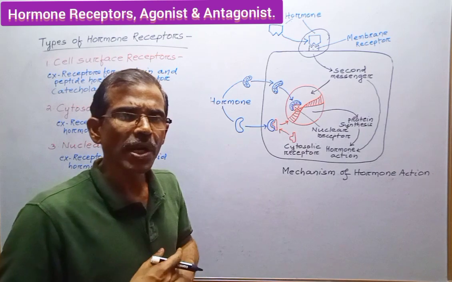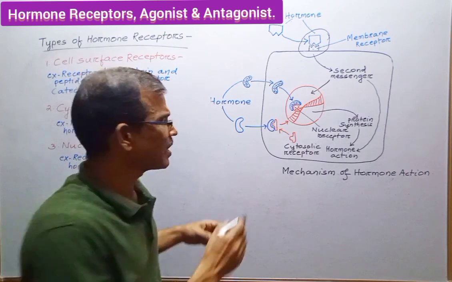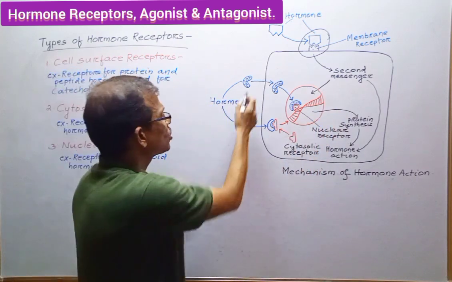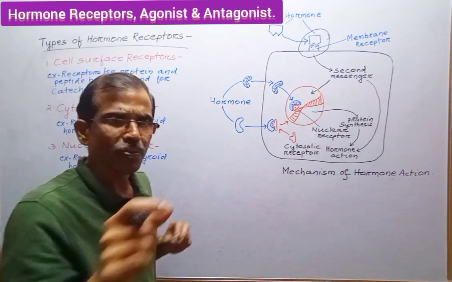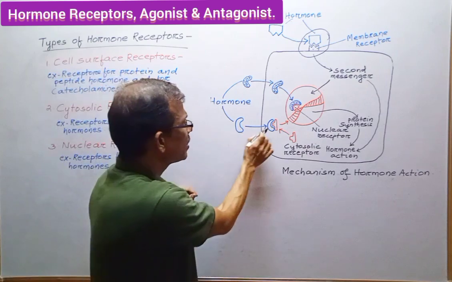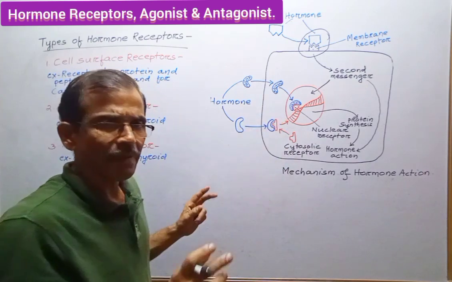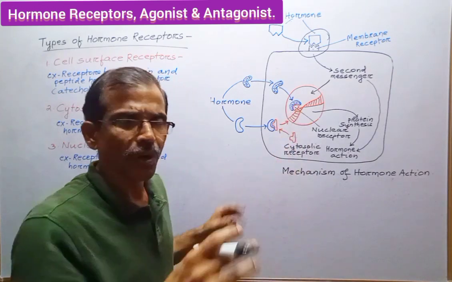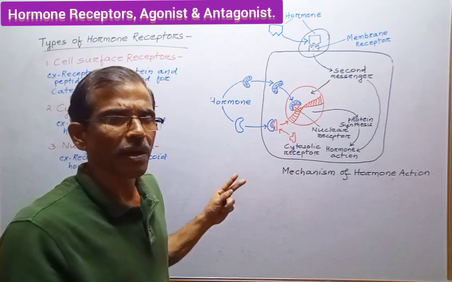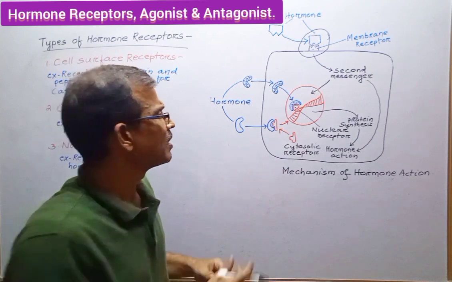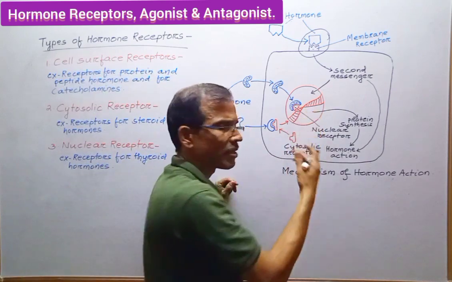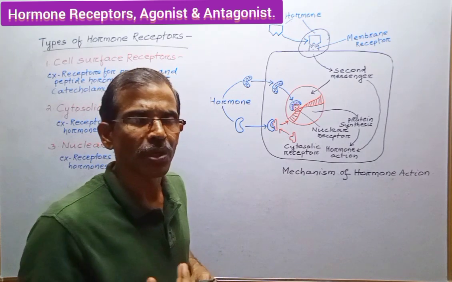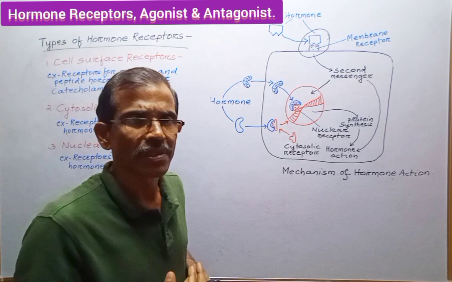Whereas for steroid and thyroid hormones, the receptors are located inside the cell. So these hormones, because of their lipophilic nature, easily diffuse into the cell, and after that they bind with specific receptors to form hormone receptor complex, which then targets specific DNA sequence that results in the change in the rate of transcription of different genes.